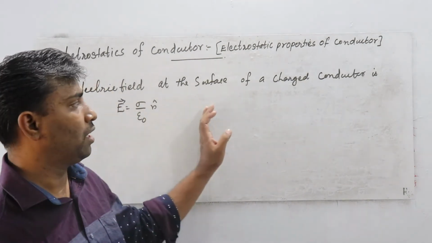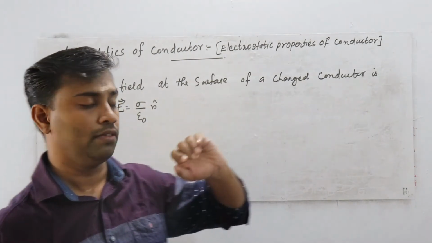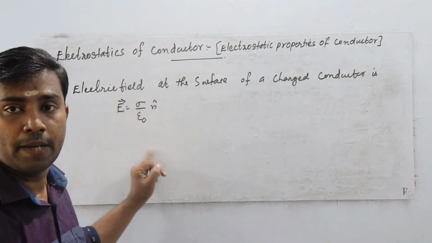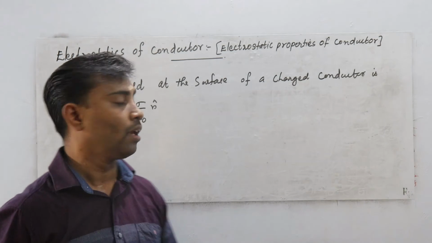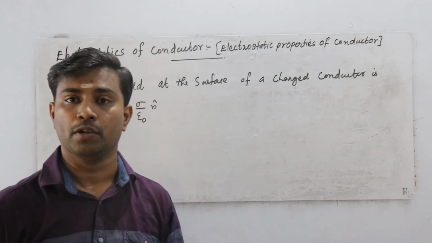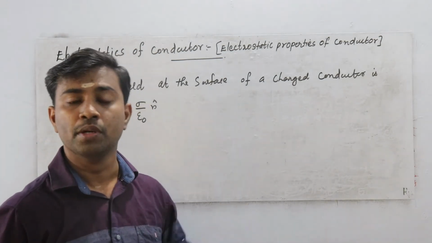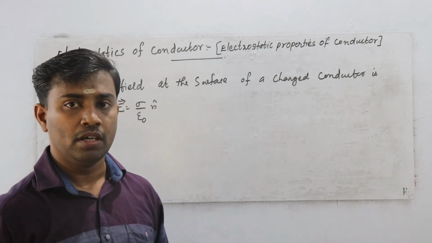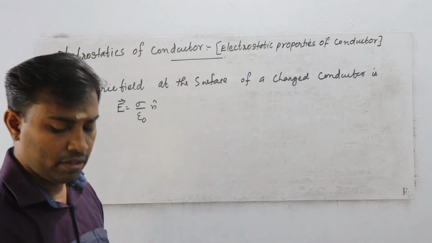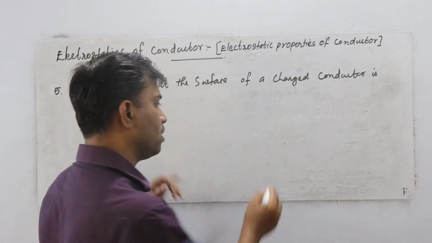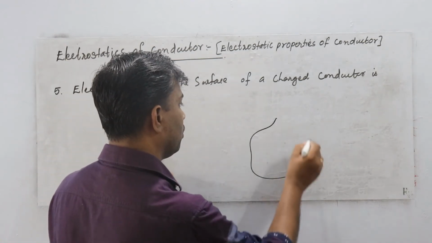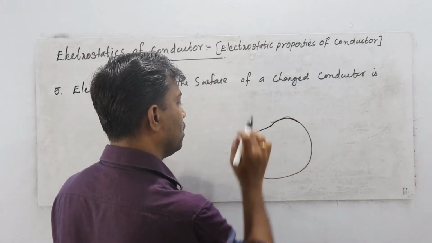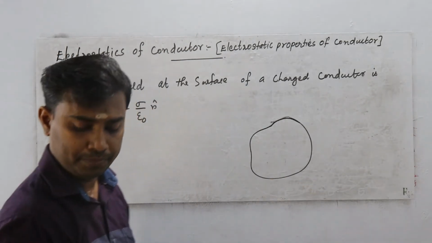This is the fifth property: the electric field at the surface of a charged conductor is equal to sigma by epsilon 0. So we need to prove that the electric field on the surface of a conductor is sigma by epsilon 0. Here we consider a conductor of irregular shape. So this is a conductor.